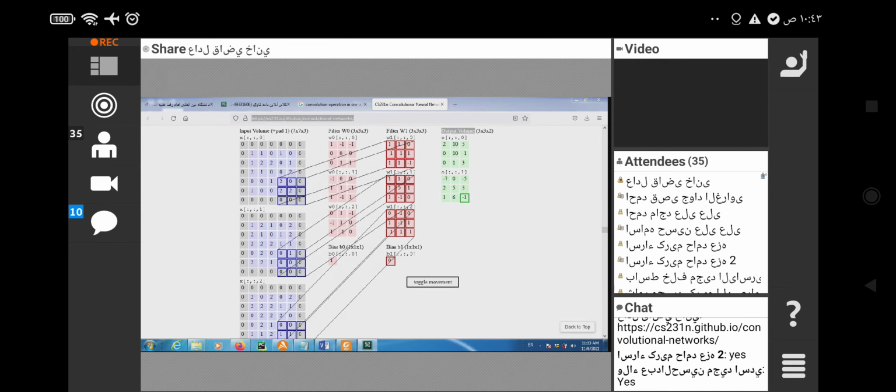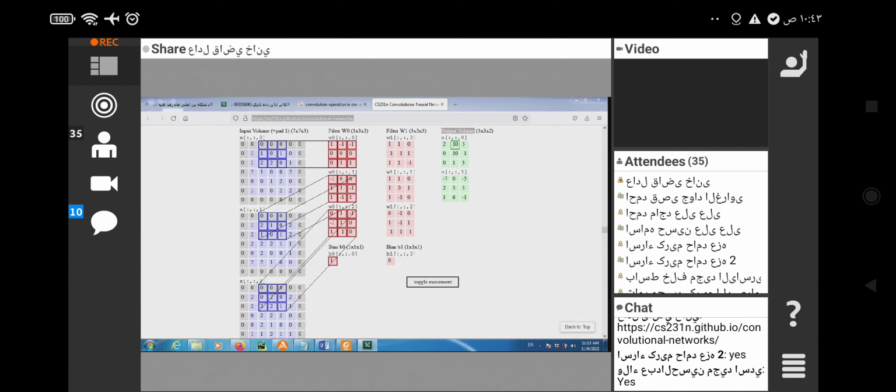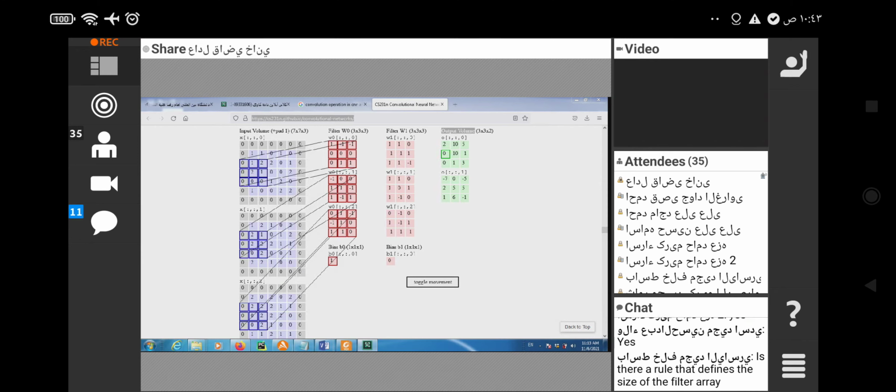So here the dimension of the input is 3, and the dimension of the filter is 3, 2.